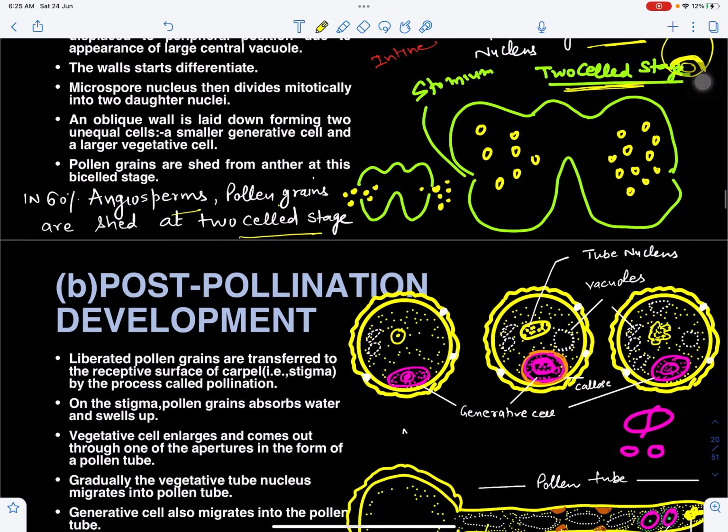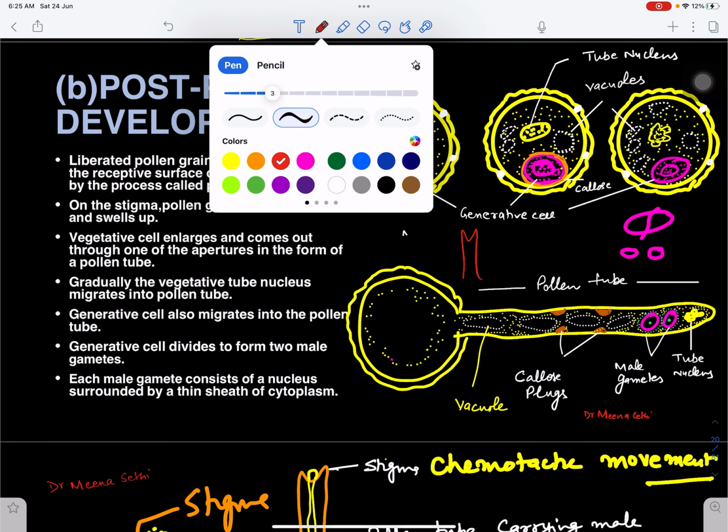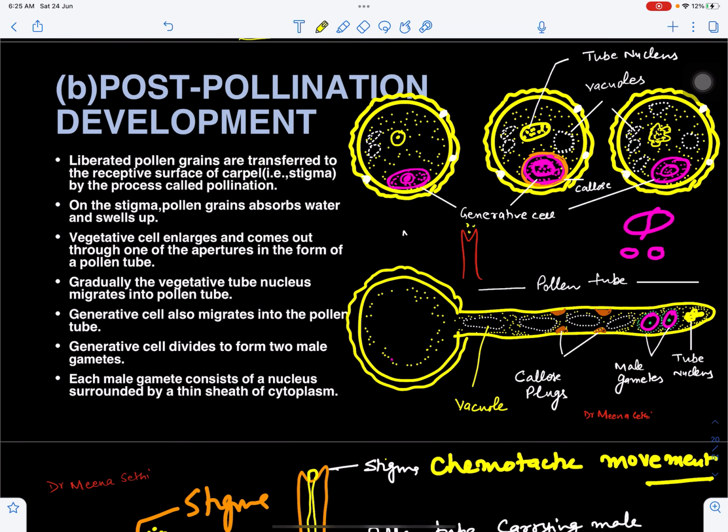Now when they have been dehisced open, pollen grains have reached on the stigma. If this is the stigma where pollen grains have reached, these pollen grains may further form the pollen tube like this. So this is called post pollination development. Now when they fall on the stigma, they will absorb water, they will get moist, and their cytoplasm will flow out. How is it happening actually?